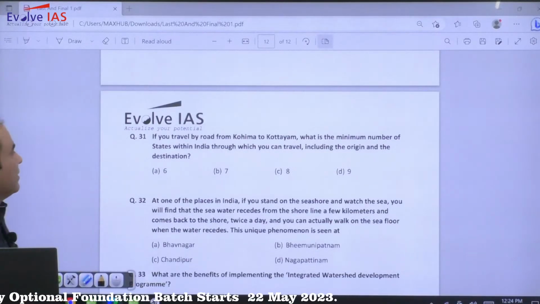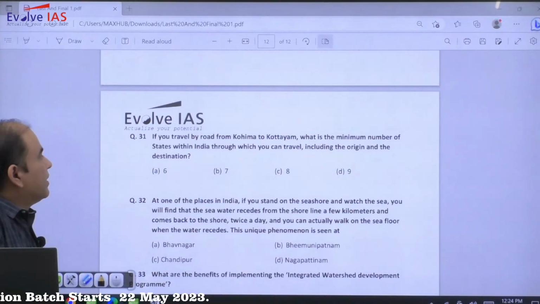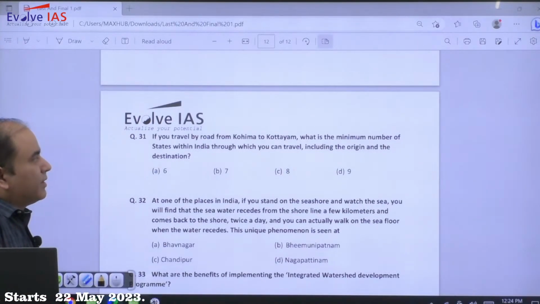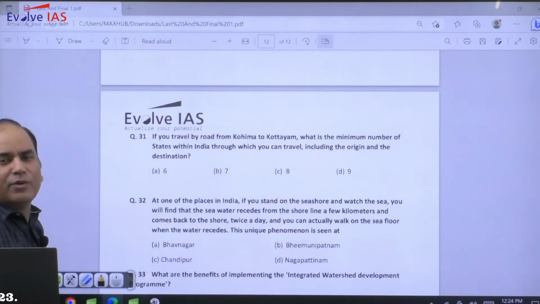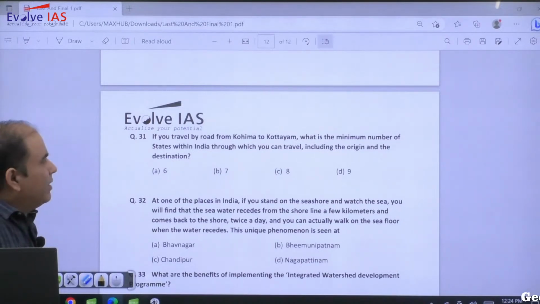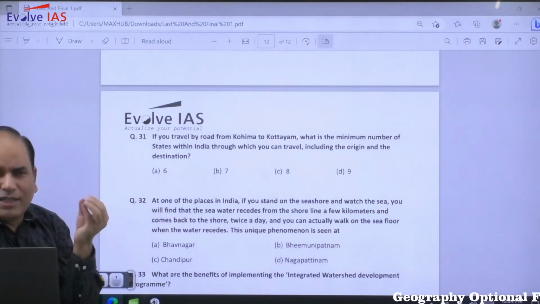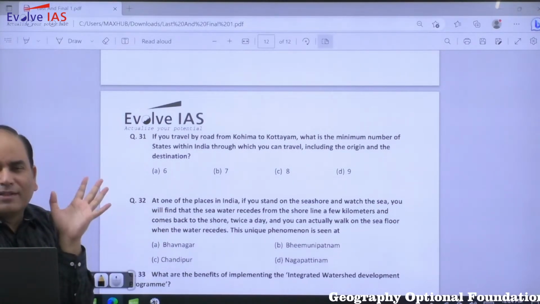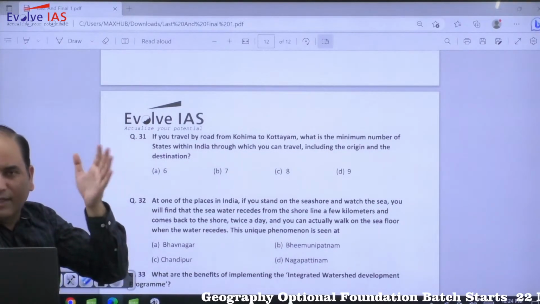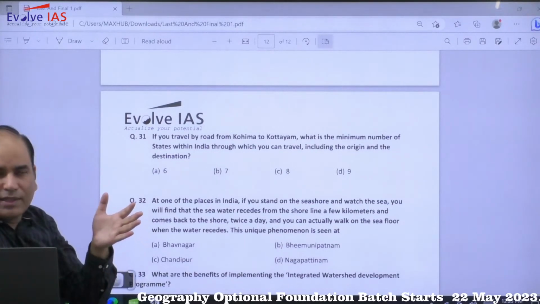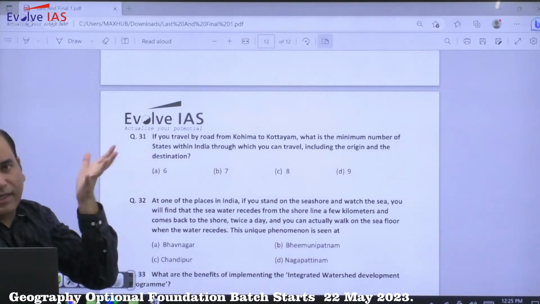Very interesting question. If you travel by road from Kohima to Kottayam, what is the minimum number of states within India through which you can travel, including the origin and destination? Including both origin and destination. So you should know that Kohima is in Nagaland and Kottayam is in Kerala. So you have to go from Nagaland to Kerala. So you just need to know how many states, coastal states. Starting from West Bengal, you have West Bengal, Odisha, Andhra, Tamil Nadu, Kerala. So 5 here. Then you will have Assam, 6, and Nagaland, 7.